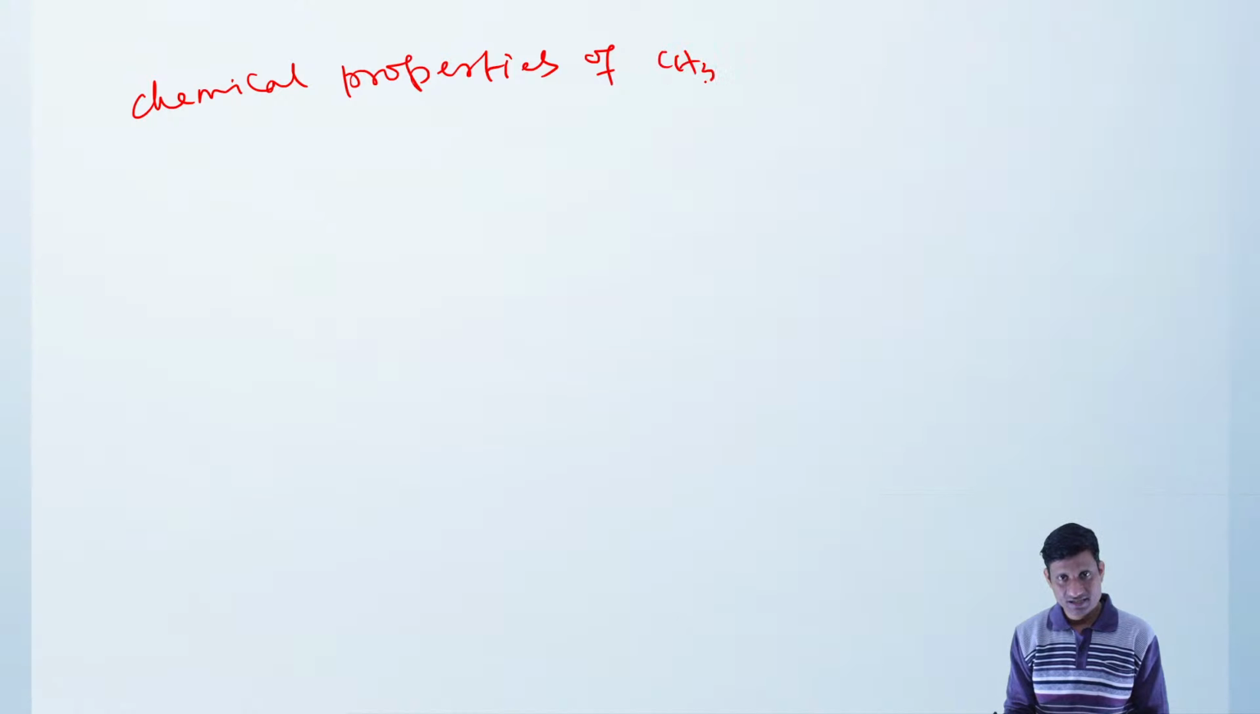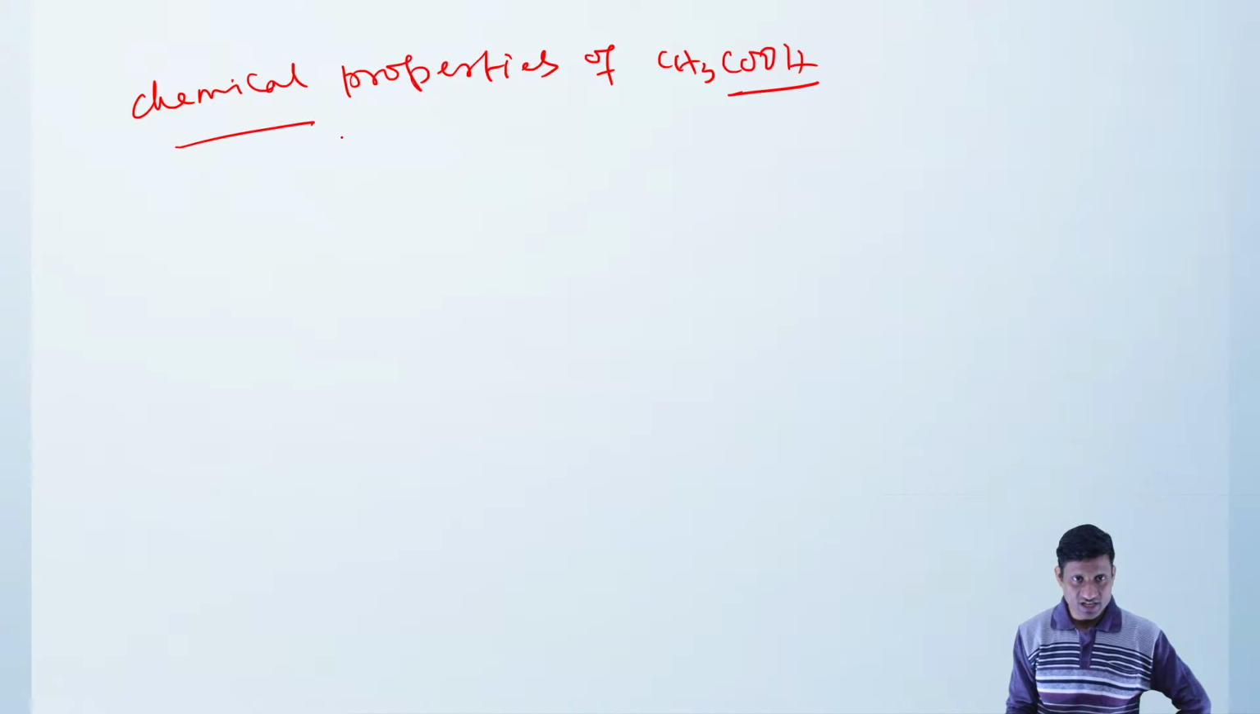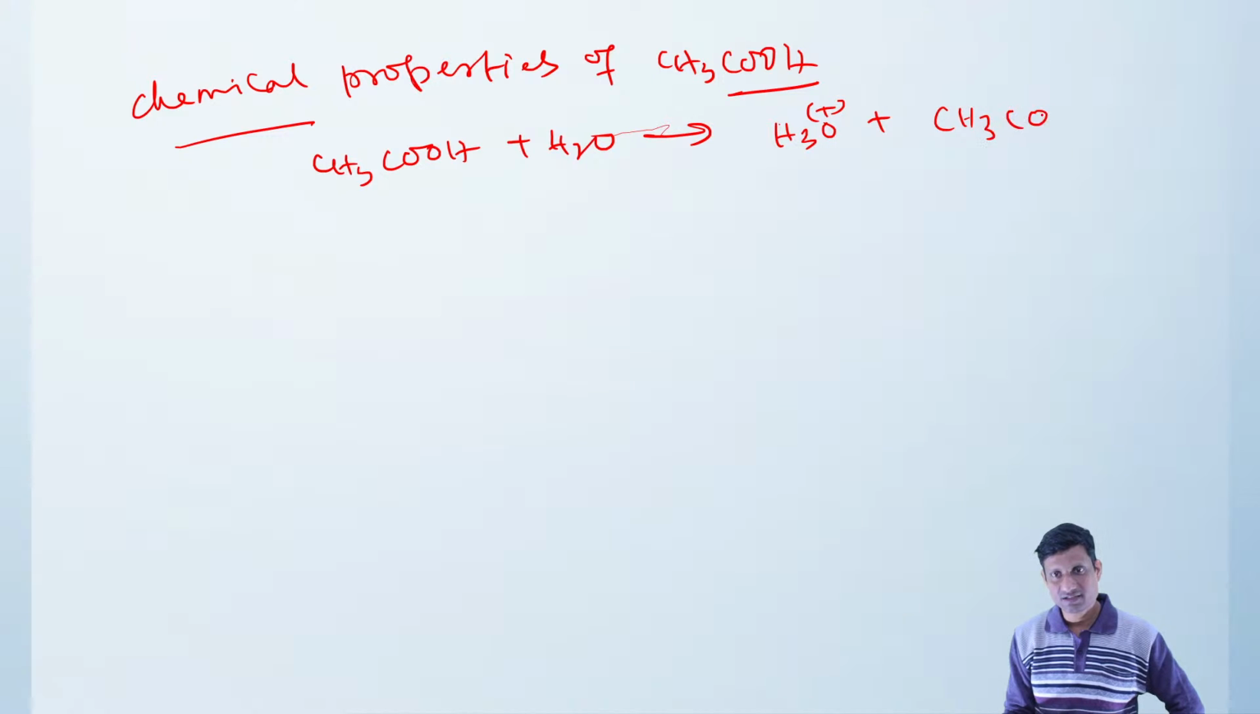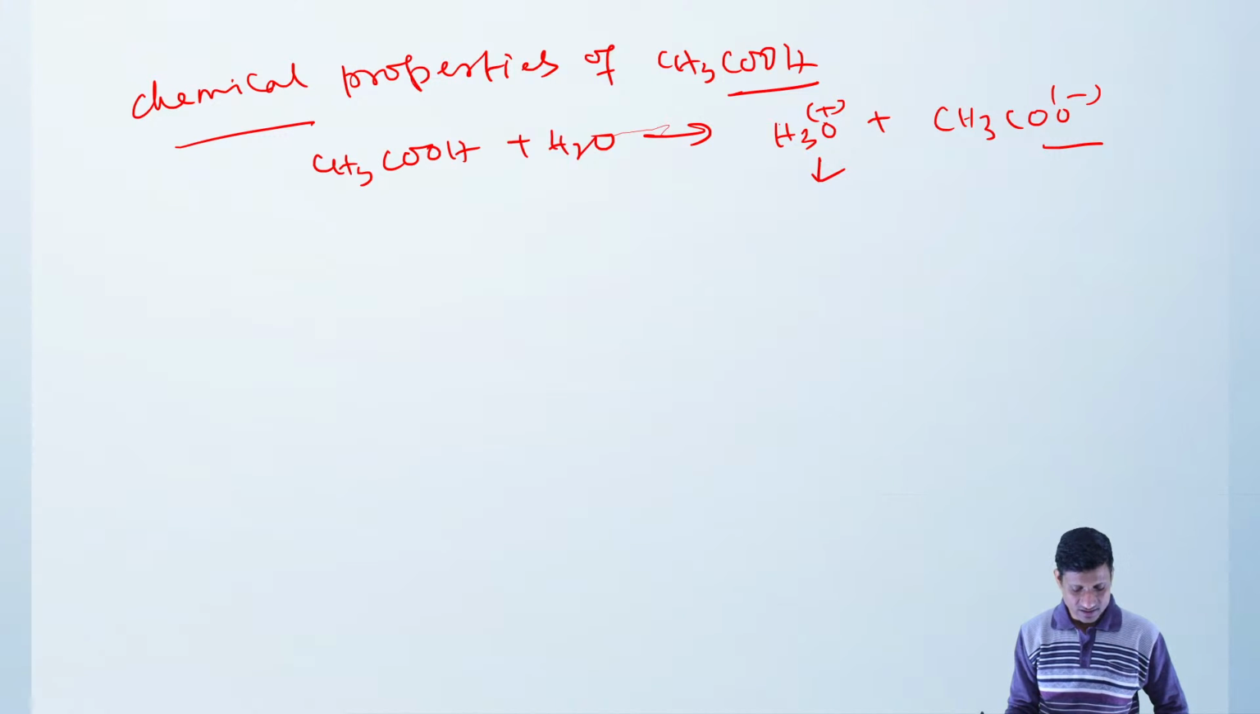So now we'll learn about the chemical properties of acetic acid, or ethanoic acid. This is also called ethanoic acid. As we know, we call this an acid. If you take the aqueous solution, what will happen? It will produce H3O plus, basically H plus ion and acetate ion. It will turn blue litmus to red. So basically it is acidic in character.